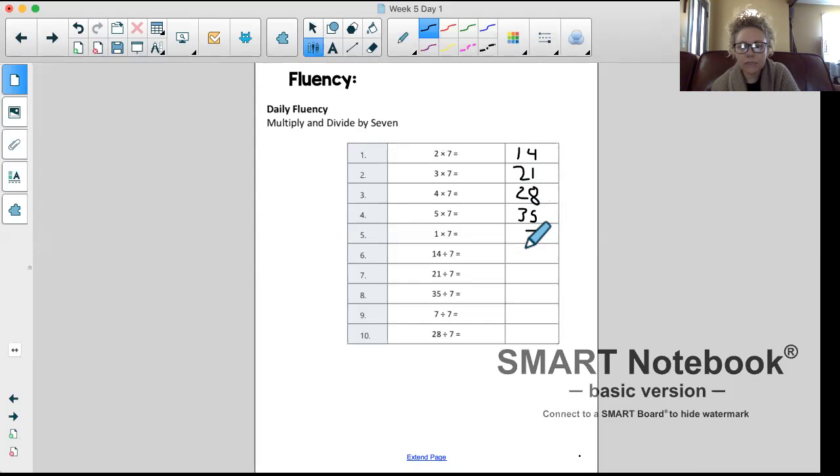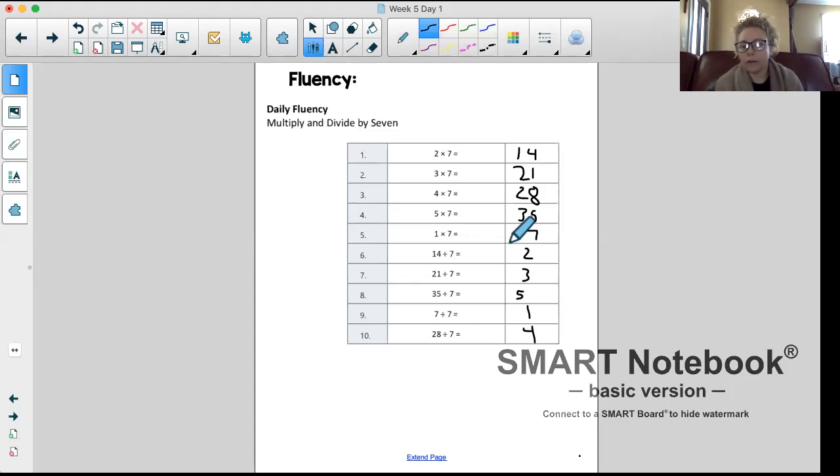14 divided by 7. So 7 times what equals 14? It's 2. 7 times what equals 21? 3. 7 times 5 equals 35. 7 divided by 7, what times 7 is 7? 1. And 28 divided by 7 is 4.